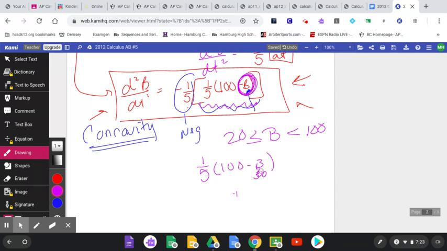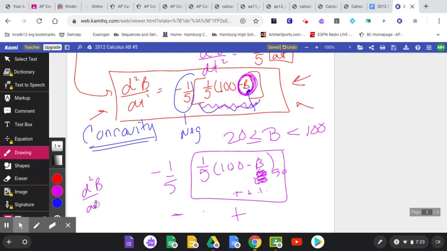If I put in 60, 100 minus 60 is 40 times 1/5, which is positive. If I put in 90, 100 minus 90 is 10 times 1/5, which is positive. So it looks like this value is always positive times a negative 1/5, which is negative, tells me if I multiply those, the second derivative will always be negative, which tells me the function should always look concave down.